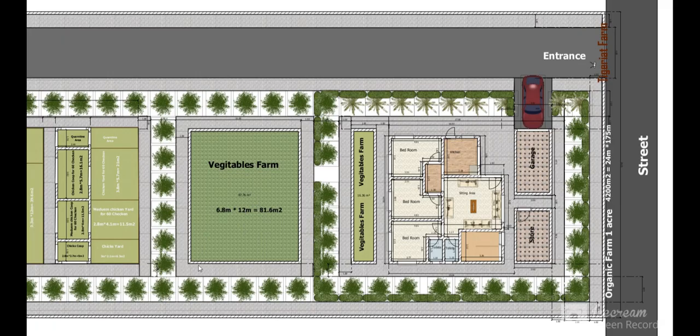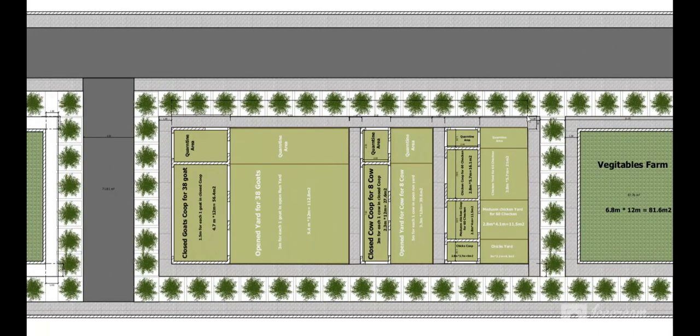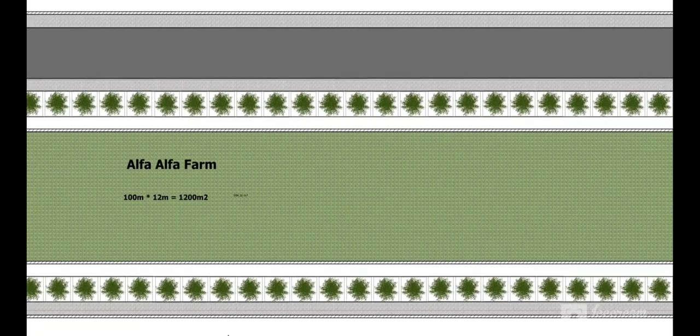Hi guys, I would like to share with you the diagram that explains the farm plan for 1 acre, which we shared before. It's 1 acre divided into 3 parts. This is the home, the farm or house. This is the vegetable area. And this is the animal area, and this is the alfalfa farm.